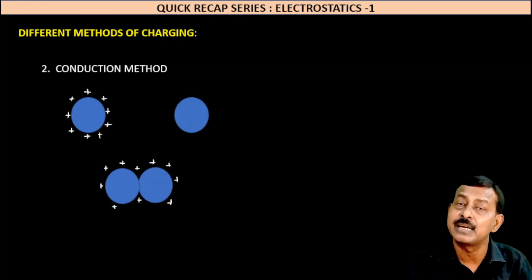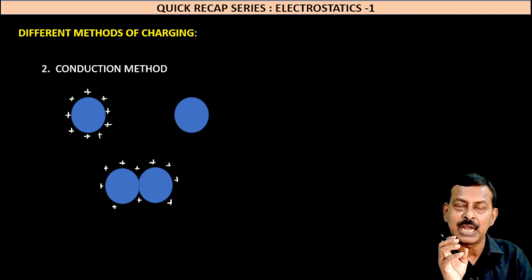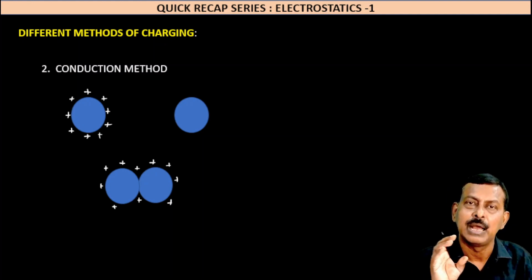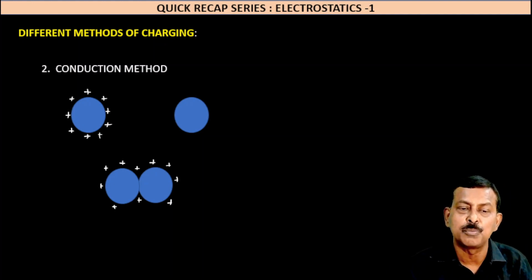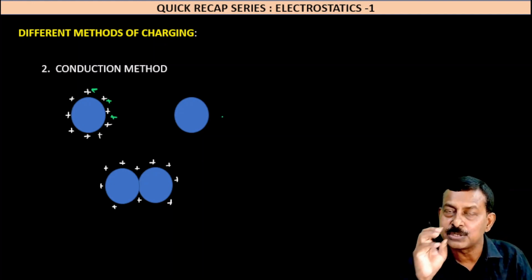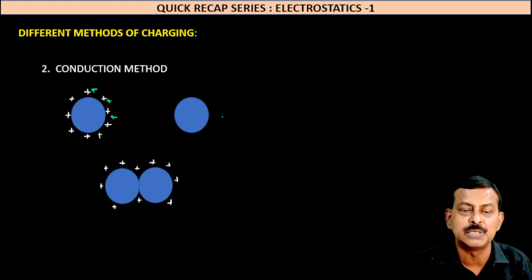Let's take the conduction method. Here, what we do is take a charged body and bring it close to an uncharged body, normally a conductor. Suppose the first one is the charged body, it has a positive charge here, and this is your uncharged body. We bring the charged body and put it in contact with the uncharged body. In that case, the charges will be shared between the two.